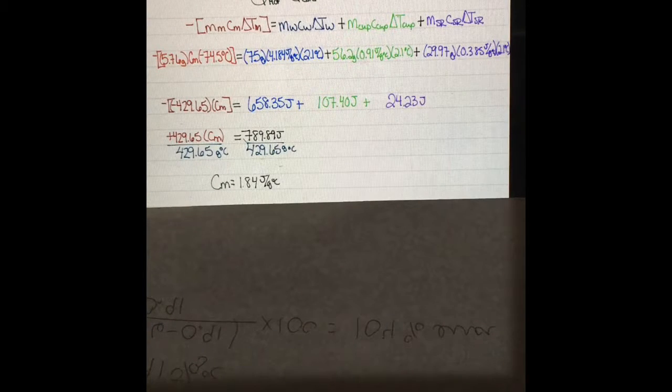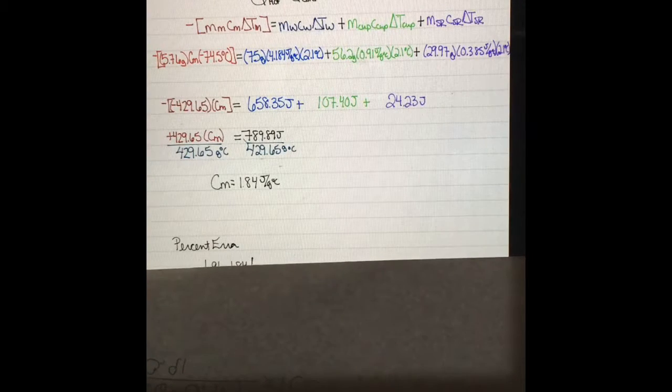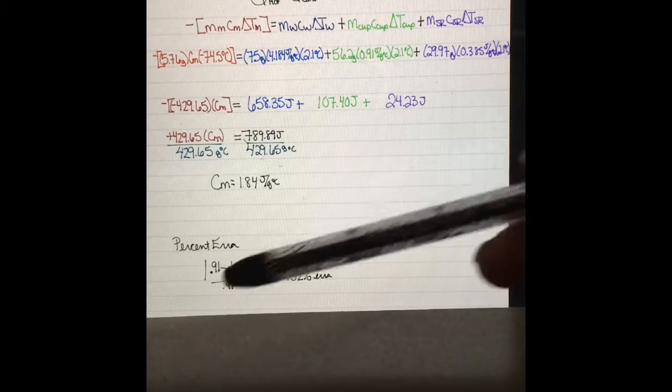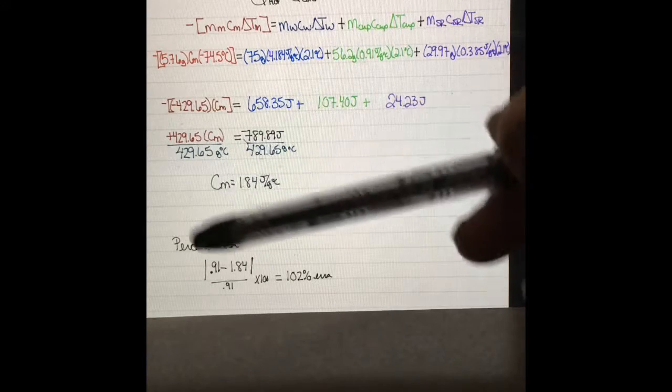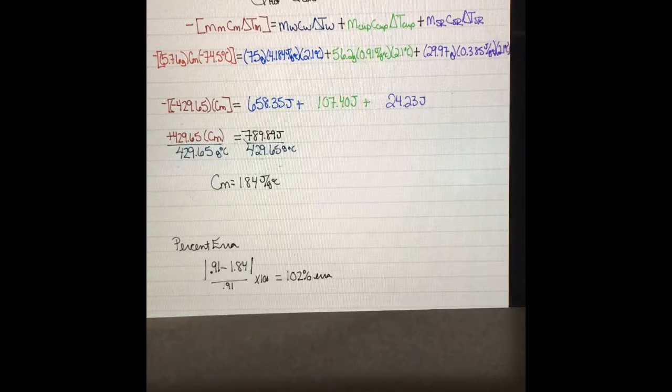Now, most metals have a specific heat less than 1. This one happened to be aluminum, and so aluminum standard is 0.91. And so the last step of our data is we're going to do our percent error. And remember, that is the accepted minus the experimental, which is what you derived, in absolute value bars, divided by 0.91, which is the accepted value again, times 100. For this group, they had 102% error.